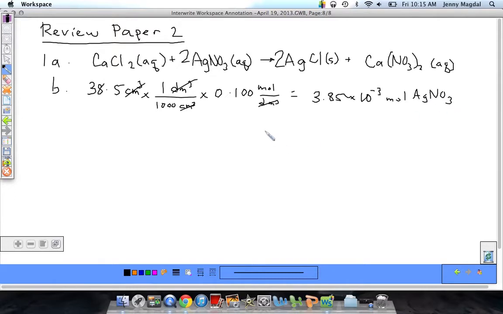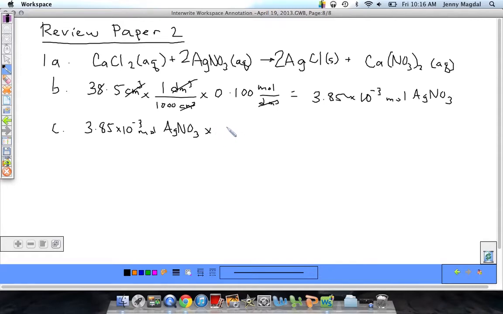I'm going to take that number into my next problem, where I'm looking for the moles of calcium chloride and then the grams of calcium chloride from the original samples. So I've got two parts here. Again, starting with my last value, 3.85 times 10 to the negative 3 moles of AgNO3. Going to multiply that by the values that I have for my balanced reaction.